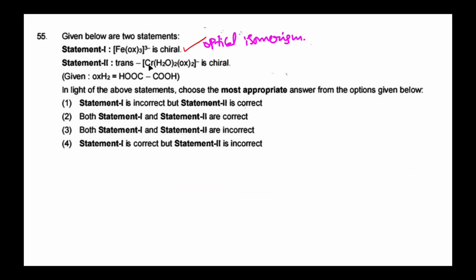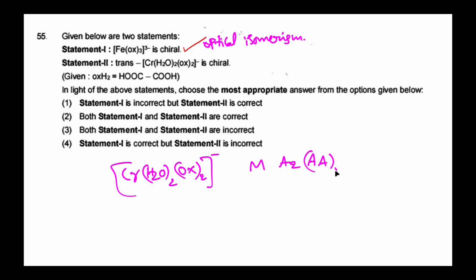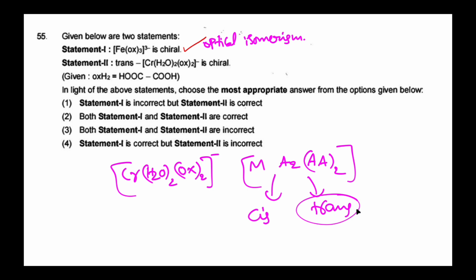In statement 2, that is [Cr(H2O)2(ox)2]-, that is nothing but an MA2(AA)2 type compound. So here we have two types of molecules, a cis molecule and a trans molecule. The trans molecule can exhibit a plane of symmetry. A plane of symmetry is present.